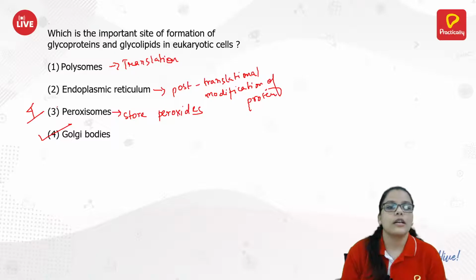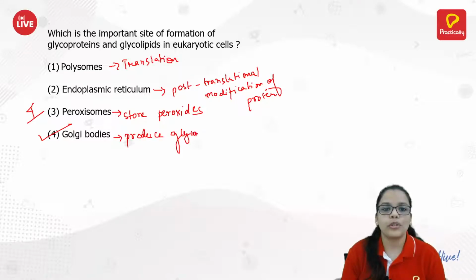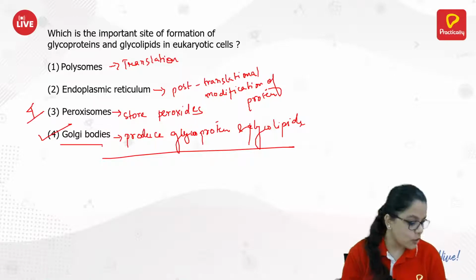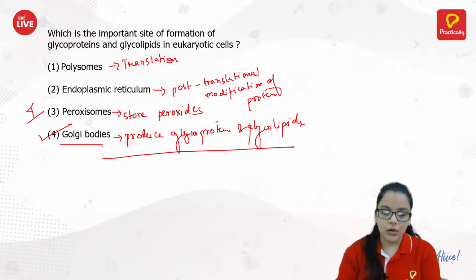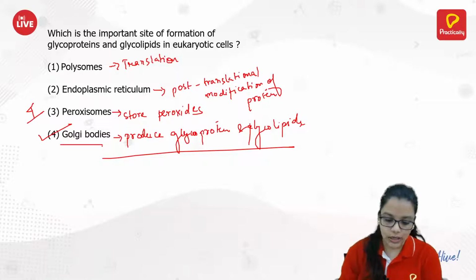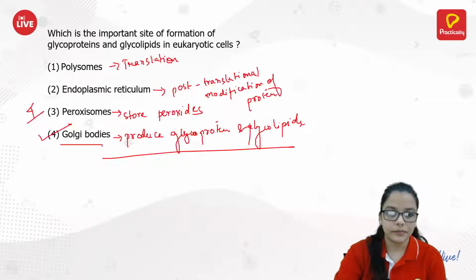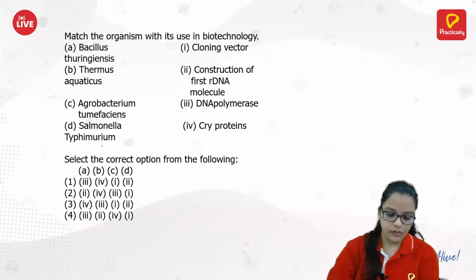Okay, answer 4. These are the ones that produce glycoproteins and glycolipids. So the answer is 4, Golgi bodies. Again, if you have any doubts, please let me know and I'll try to answer. Anyway, we are solving questions. Okay, next one. Let's see. Just a second.